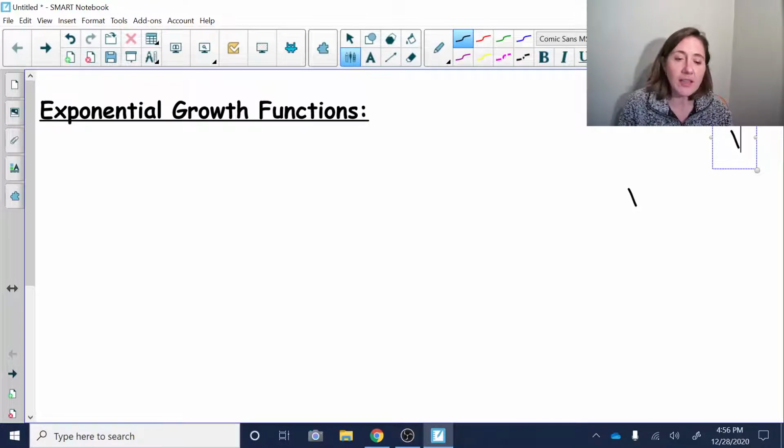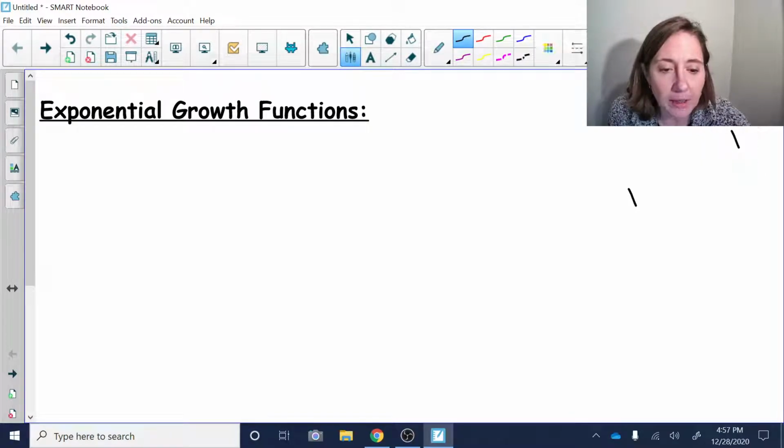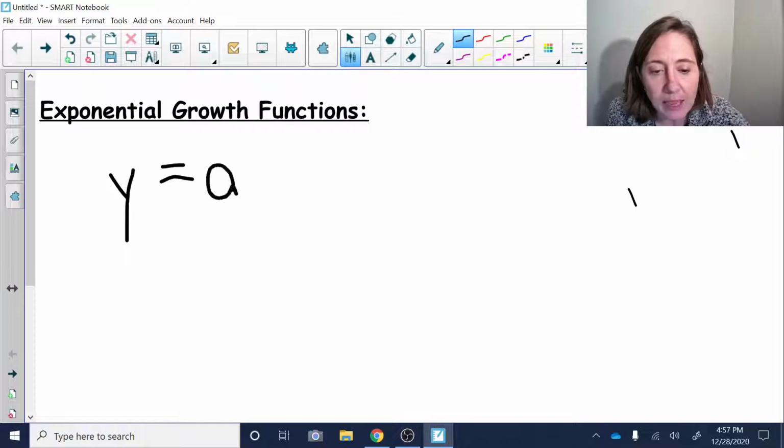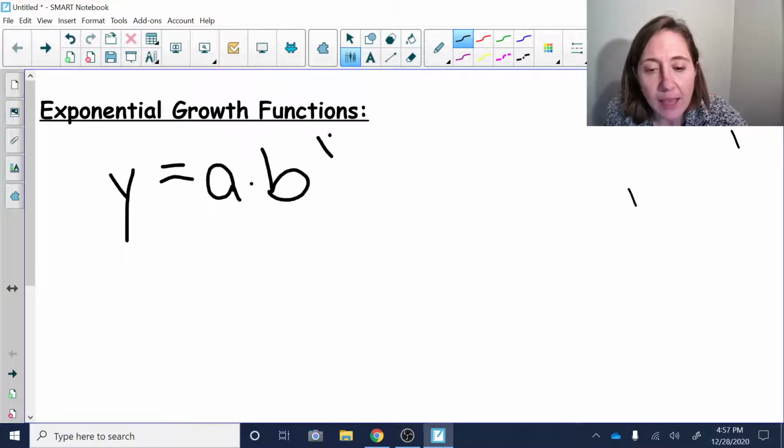Exponential growth functions, or you can just say exponential functions, and then there are two types of them. There are growth and there are decay functions. Growth means it's going up over time. Decay means it's going away over time, getting less. So they're all going to have this basic format. They're going to look like y equals a times b to the x.